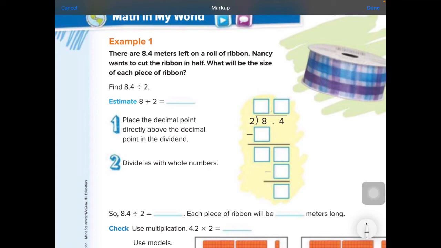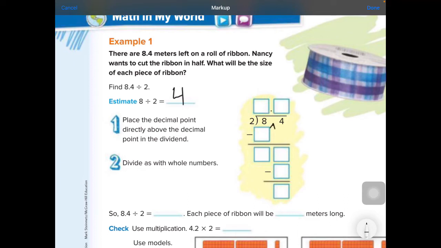Example 1, there are 8.4 meters left in a roll. Nancy wants to cut the ribbon in half. What will be the size of each piece of ribbon? So 8.4 divided by 2. We're going to estimate 8 divided by 2 will be 4. So our answer should be about 4.